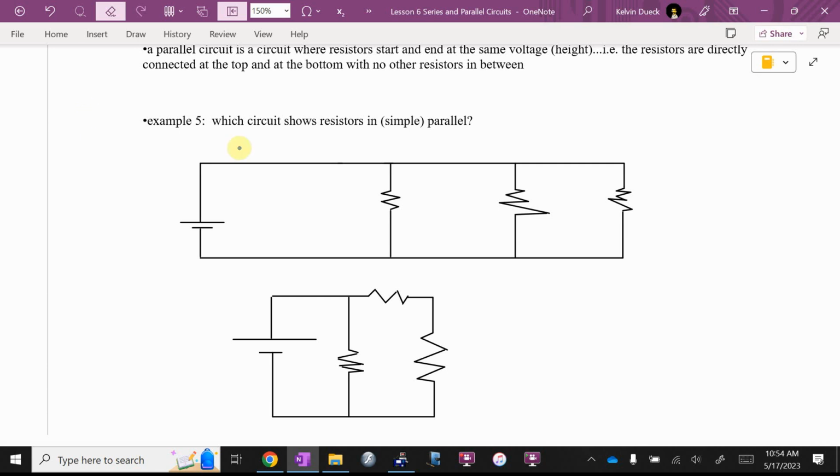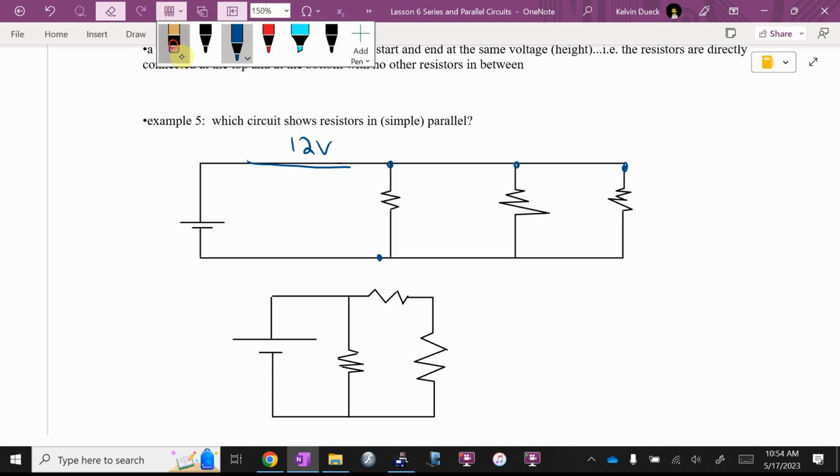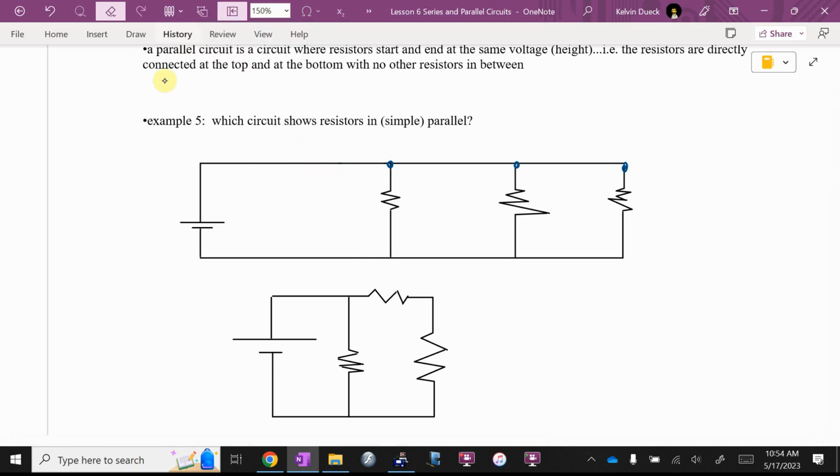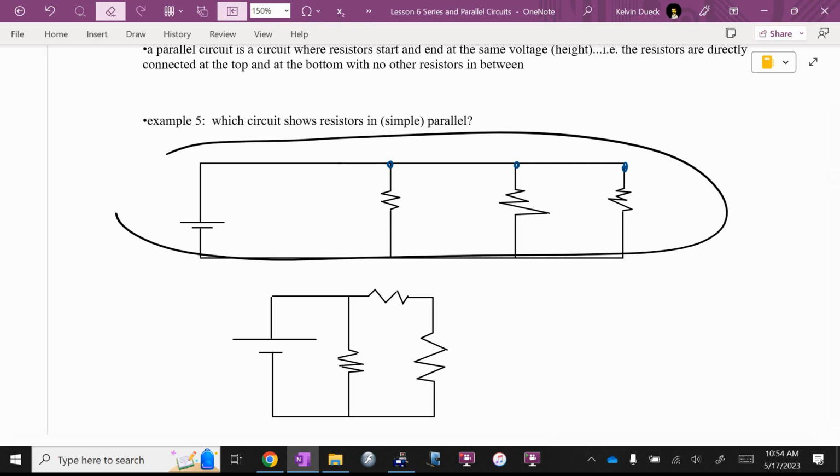Here's how you know. Let's suppose we're sitting here, I'm just making up numbers, at 12 volts. How high are we right here? 12 volts. How high are we right here? 12 volts. Are we all meeting up here? We would go through the same voltage drop. They're in parallel. So you all can just circle that one.